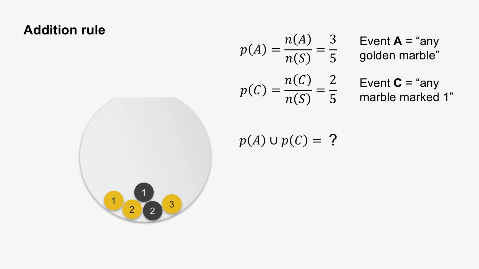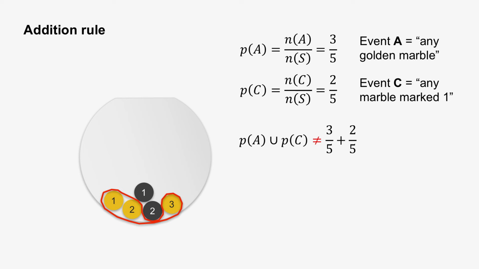Now, what's the probability of picking any golden marble, P of A, or any marble marked 1, P of C? We use the union symbol to write this expression. Can we simply add the probabilities for the 2 events? No, that can't be correct. The sum adds to a probability of 1. Let's have a look again.